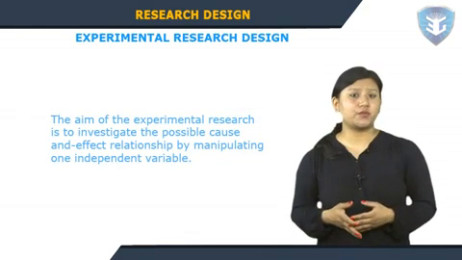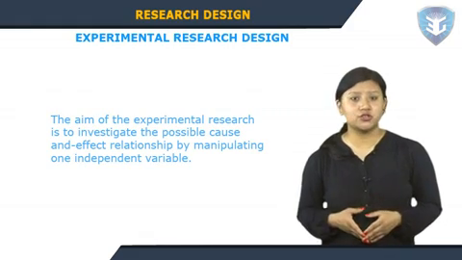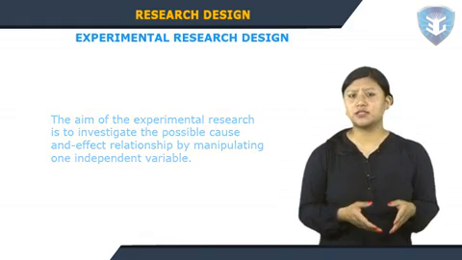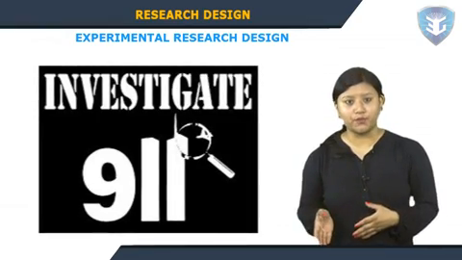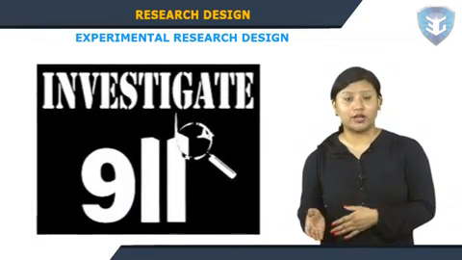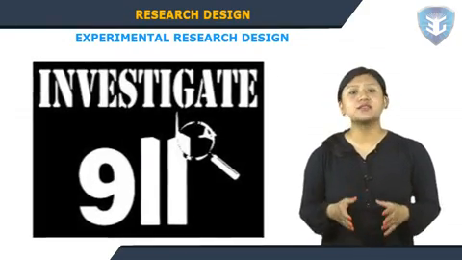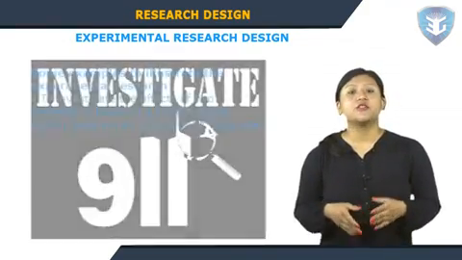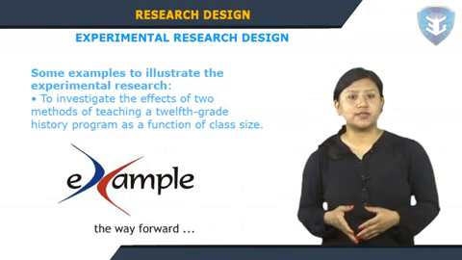The aim of the experimental research is to investigate the possible cause and effect relationship by manipulating one independent variable to influence the other variables in the experimental group, and by controlling the other relevant variables and measuring the effects of the manipulation by some statistical means. The following are some examples to illustrate the experimental research.